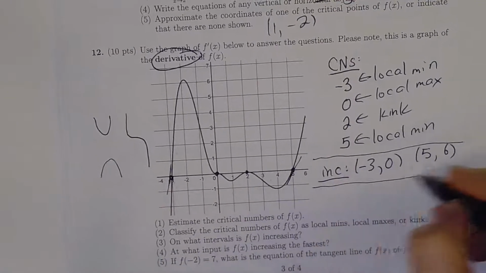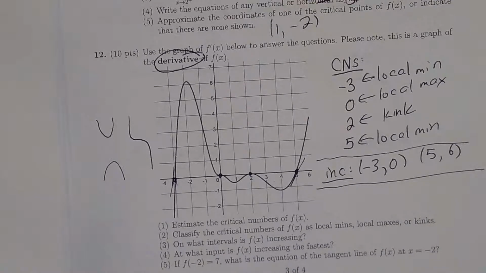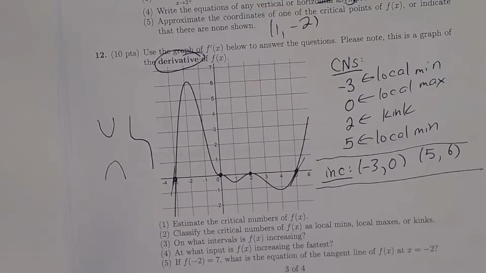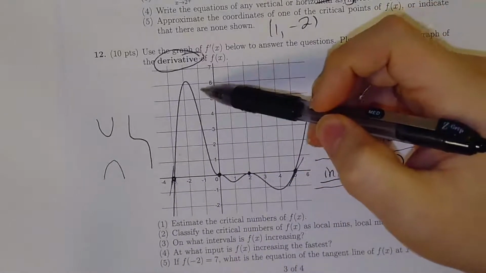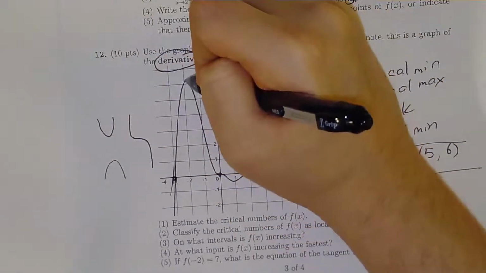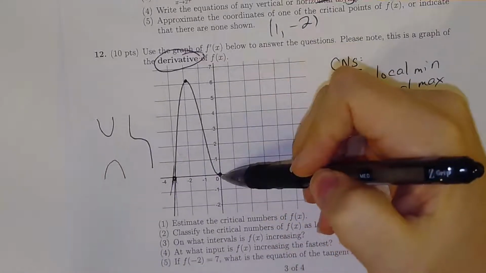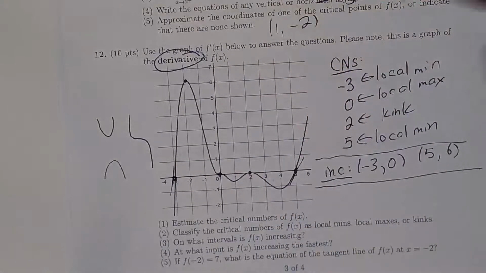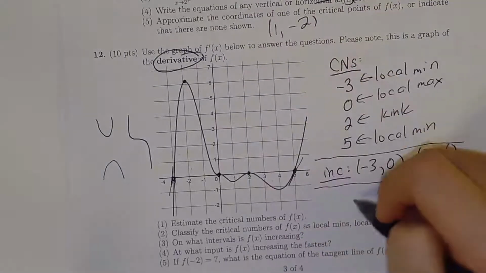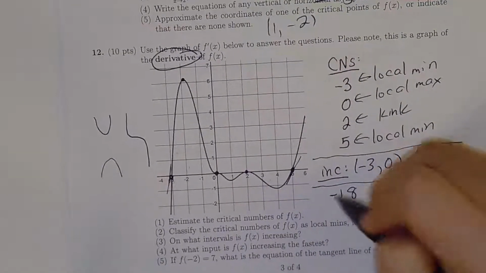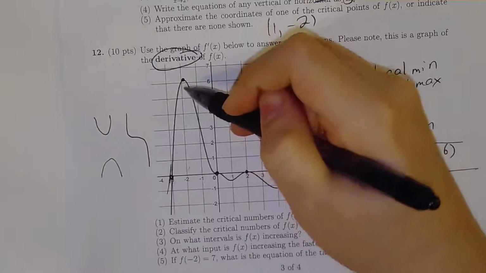Four asks, where is the graph increasing the fastest? Or where is f of x increasing the fastest? And so how fast something is increasing is a matter of how big its slope is. This is a graph of the slope, so this is actually describing this point up here at the peak of this graph. And so that input looks to be about minus 1.8-ish. A little short of -2.